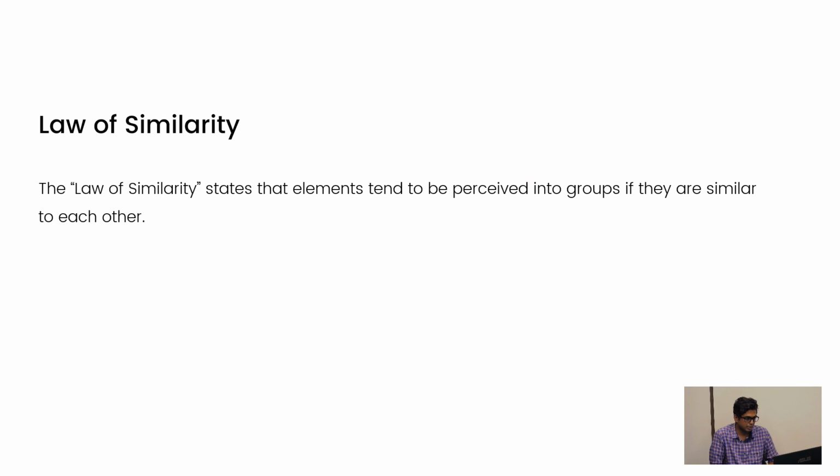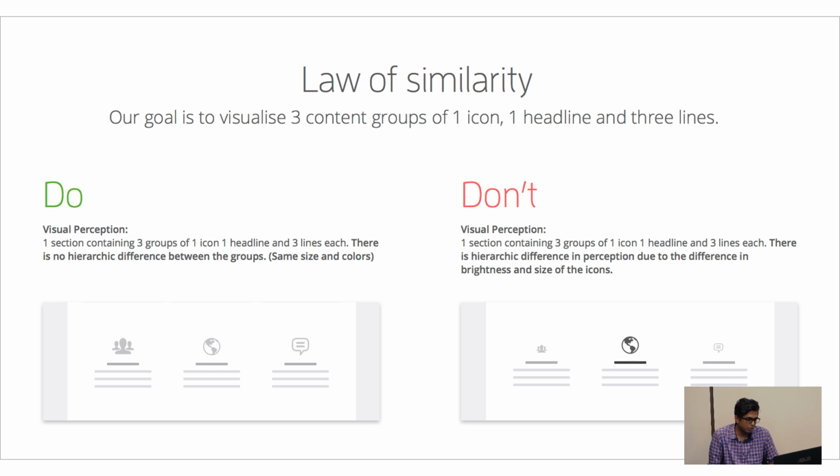The other law we are going to discuss is the law of similarity. The law of similarity states that elements tend to be perceived as groups if they are similar to each other. I came up with a very common scenario where I see many web pages come up with our vision, mission, and, I don't know, they always have new things to say. So what they do is they put it in a single area and let the people decide what it is about.